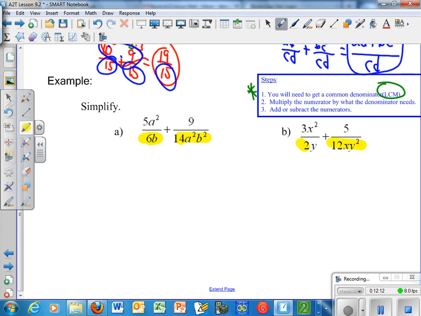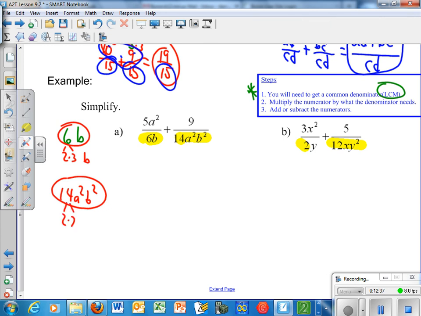Okay, so I'm going to do some work off to the side here. 6b. Think about what we did earlier in the lesson. 6 can be broken down into 2 times 3. I want to find the smallest number that 6 and 14 go into. So 2 times 3 times b. And I'm going to do 14 a squared b squared. That's my other one. I'm trying to find the LCM, or lowest common multiple of these two. 14 is 2 times 7, and then I have a squared b squared.